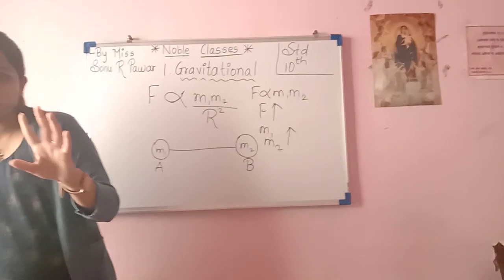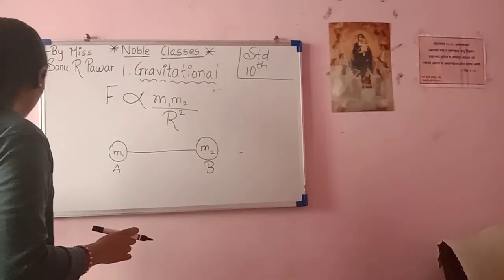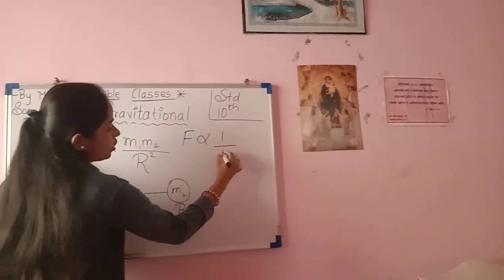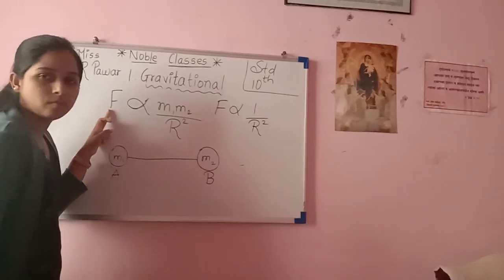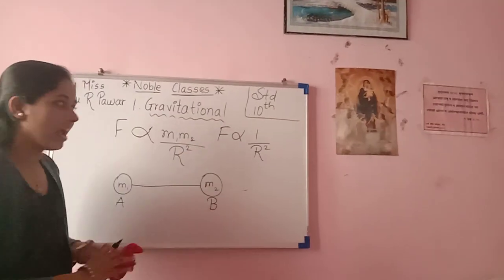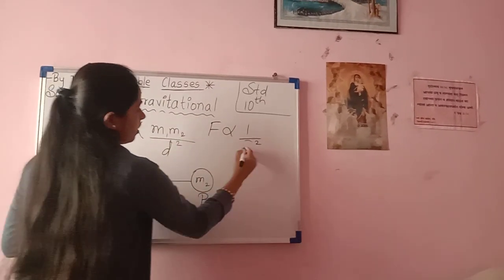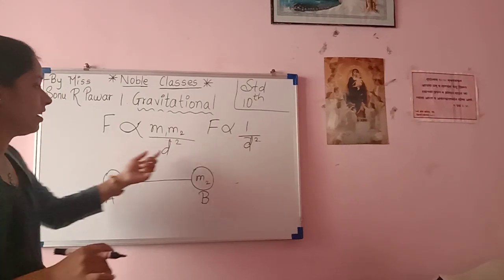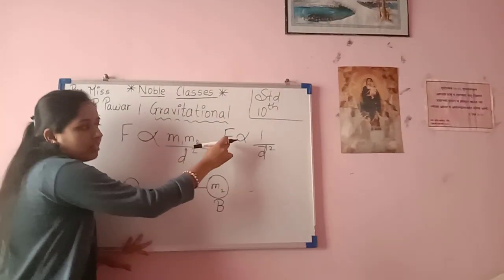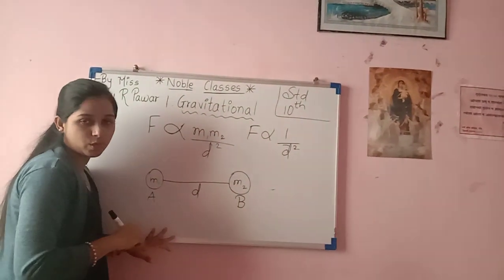This is direct proportionality. What is inverse proportionality? See, inverse proportionality means what? I said force is inversely proportional to the square of the distance between them. Instead of R, I will take D. Consider D as the distance between the two objects. Now what I am saying is, this gravitational force is inversely proportional to the square of the distance between them.